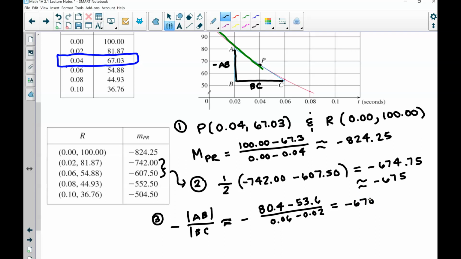Now, the actual physical meaning of what we just solved for is that the electric current flowing from the capacitor to the flash bulb after 0.04 seconds is about negative 670 microamperes.